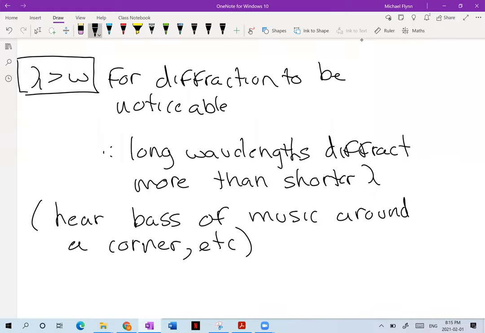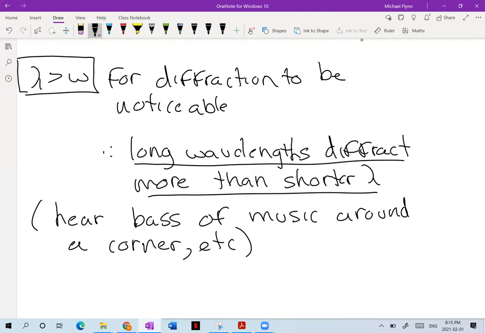So what I'm telling you is long wavelengths diffract more than short wavelengths. Now, for sound waves, long waves mean lower notes. Have you ever noticed when a car drives by and they're playing music in the car, that you can hear the bass really well right through the walls of the car, around the cracks, in the window panes and in the doorways? Well, that's because the low frequency notes have very, very long wavelengths and they diffract really well. So they bend around the corner really well.